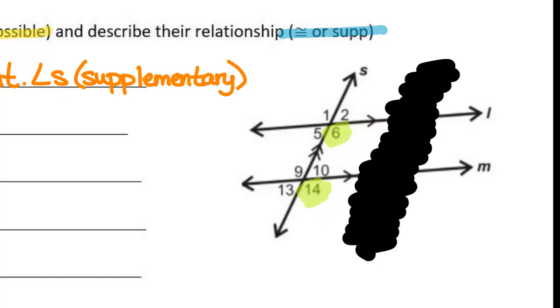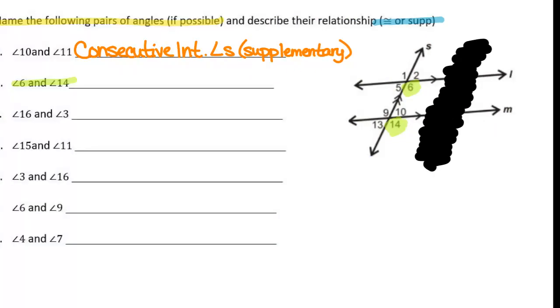Are these both interior angles? Are they both exterior angles? No. 6 is interior. 14 is exterior. If I have one interior and one exterior, then I need to check for matching corners. Are they in matching corners?